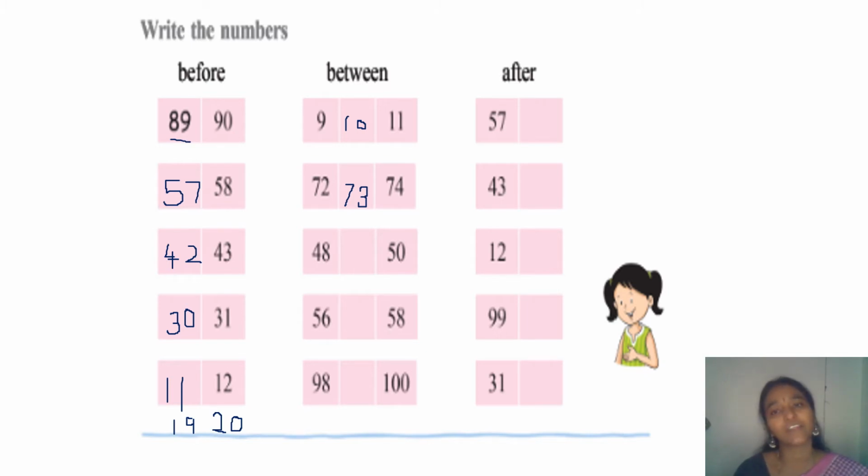Okay. Now coming to after. You have to write the number after. After 57 what will come? 58. So I am writing 58 over here. Okay. After 43, 44. After 12 you can write what will come. And after 99 what will come? Yes, 100. Okay. This is for your assignment, you have to do it.